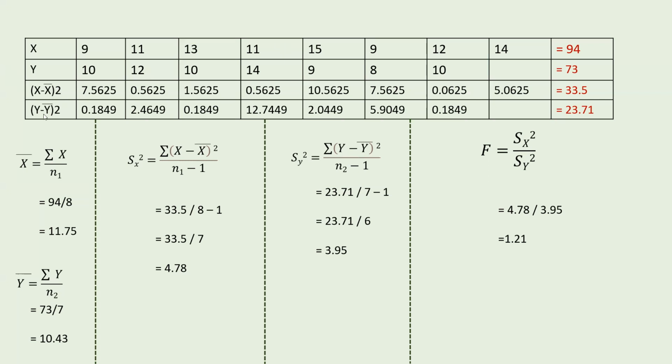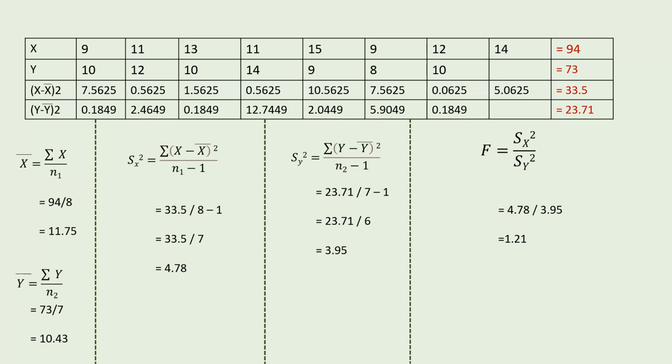Likewise, we have to calculate y minus y bar the whole square. For example, the first value will be 10 minus 10.43, which gives us the answer minus 0.43. And if we square that value, we'll get the answer as 0.1849. Likewise, we'll calculate all these values. The values are given here. And if we find out the total value, we'll get the answer as 23.71. So this is our total of summation of y minus y bar the whole square.